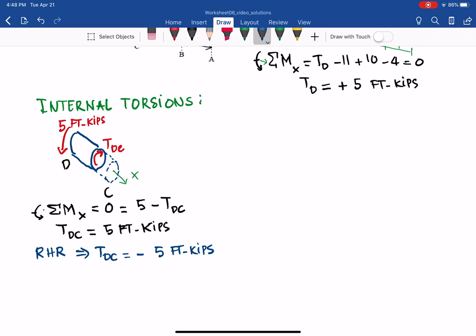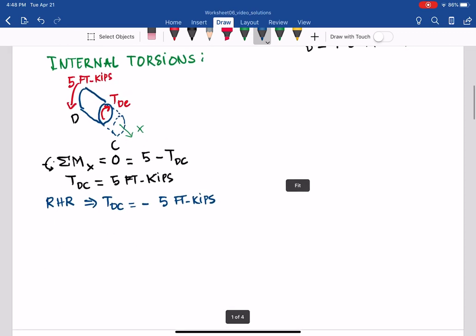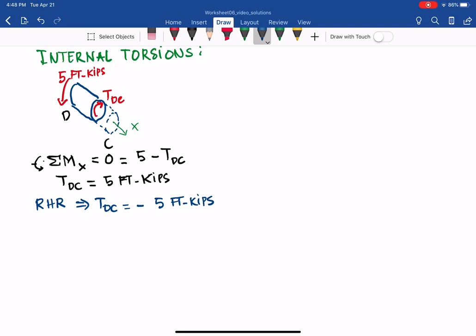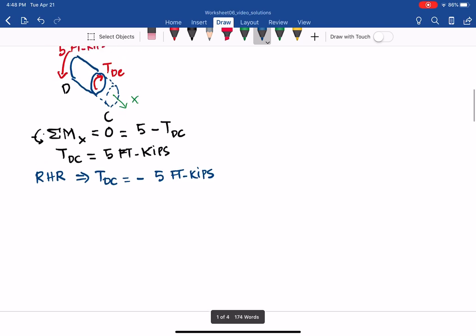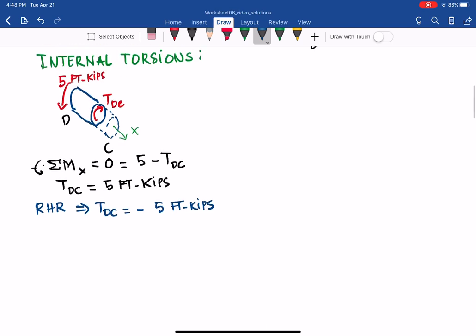Okay, and then we can continue for portion BC, CB, to find the internal torsion in member BC. So we have D here, we have C, and we cut somewhere between C and B.